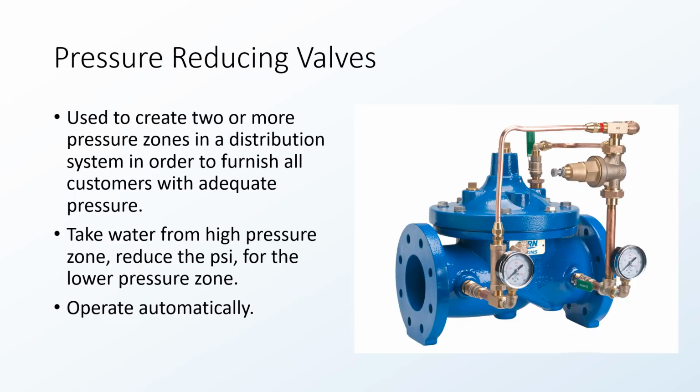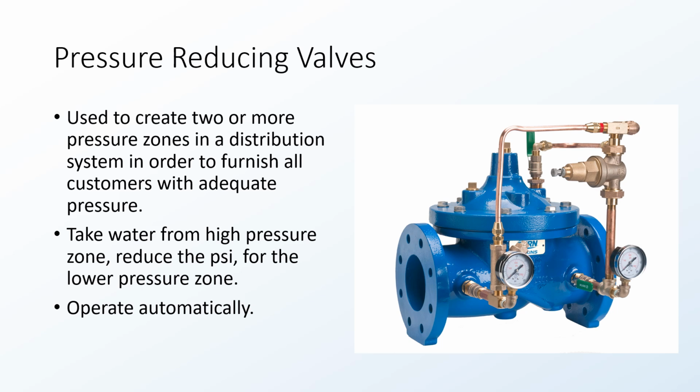Right, pressure reducing valves. Like it says, they're used to create two or more pressure zones in a distribution system. As much as people like having adequate or higher pressure, having too much is obviously not a good thing because it reduces the lifespan of your appliances or your plumbing. So you definitely want to break down that pressure to something more manageable, something where you can install a simple pressure regulator at a house to manage that water pressure.